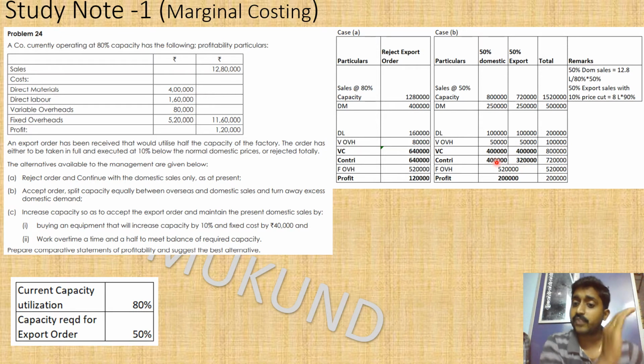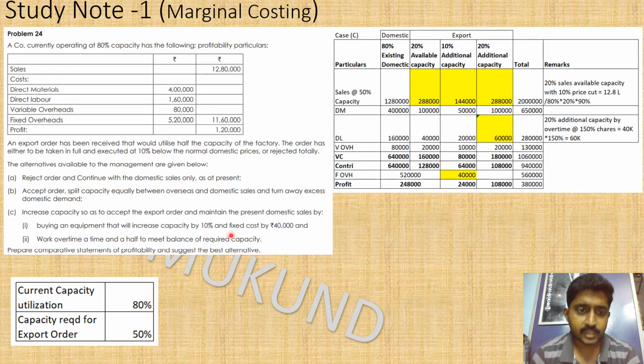Contribution from 50% domestic will be 4 lakhs and contribution from 50% export will be 3.2 lakhs. Putting together, the total contribution is 7.2 lakhs, and fixed overheads will not change with the quantity. Fixed overheads are given in the question as 5.2 lakhs, so 7.2 minus 5.2 gives 2 lakhs as profit. So guys, we have made the answers for option A and option B. Option A, the profit is 1.2 lakhs. Option B, the profit is 2 lakhs. So option B has higher profit compared to option A. Now we have one more option, which is option C. Let's go to that.